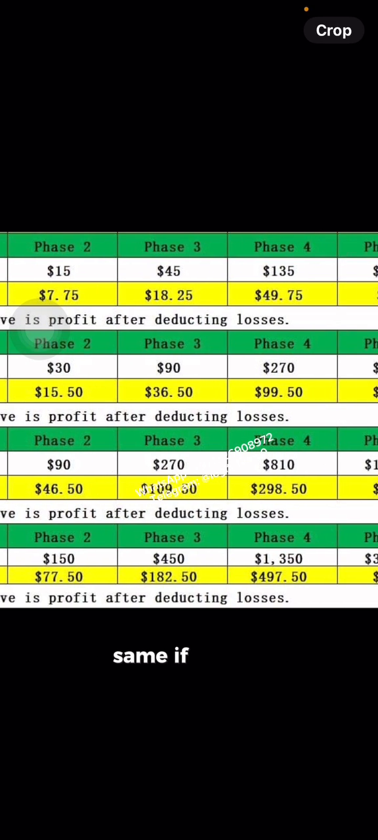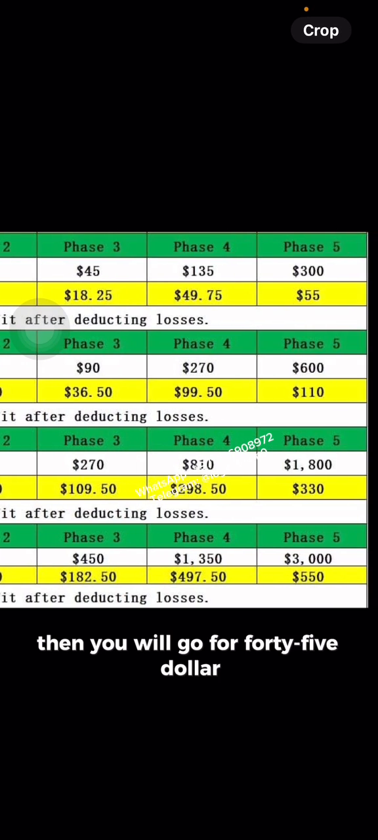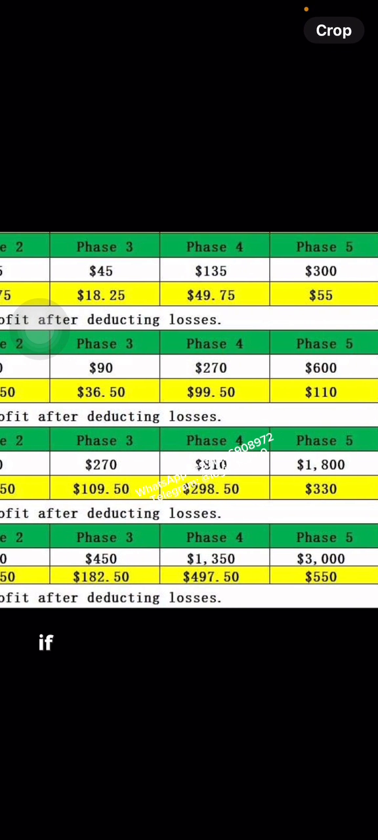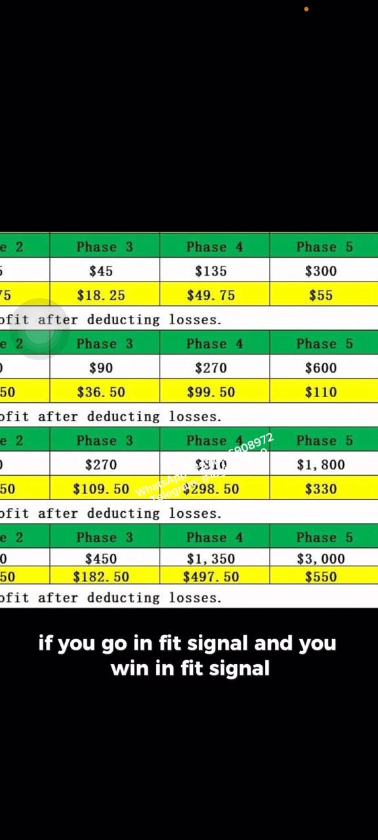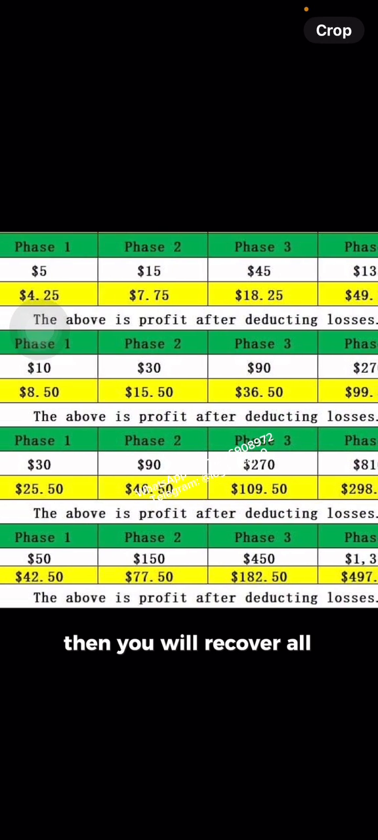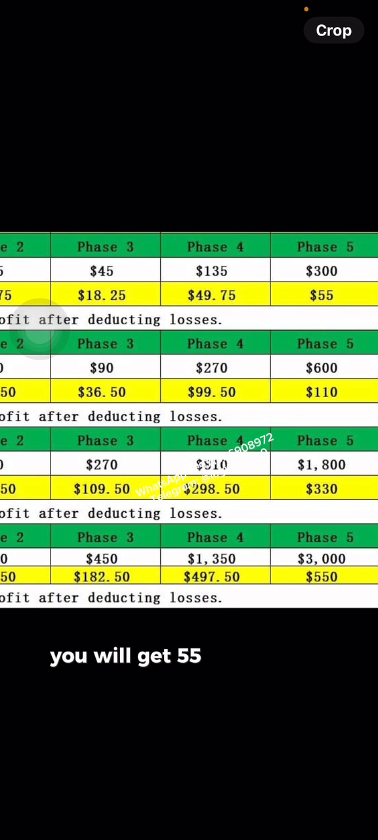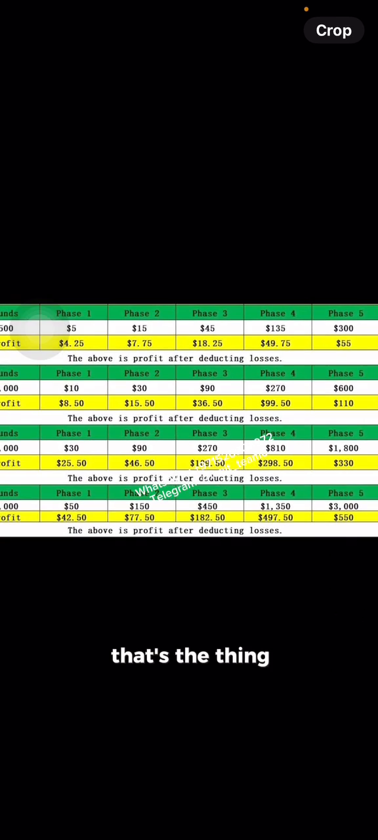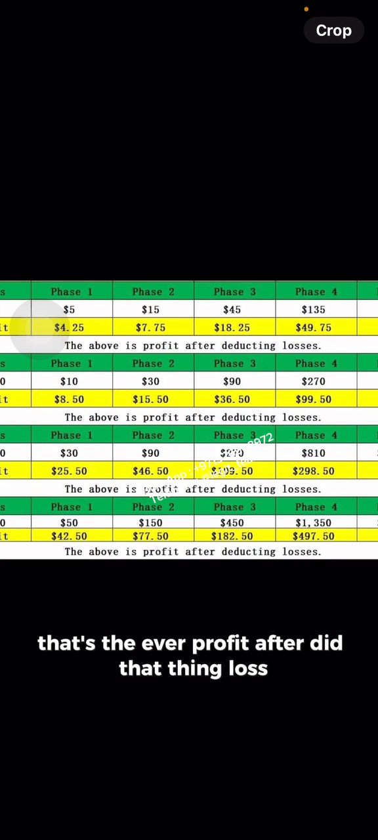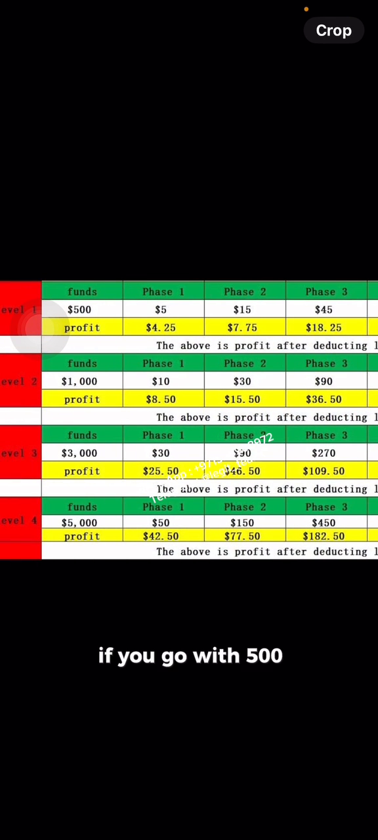profit. Same if it's lost, then you will go for $45, $135, $300. If you go to the fifth signal and win, you will recover all those losses and also get an extra $55 profit. That's the profit after deducting losses. So if you go with 500, that is the best way to earn actually.